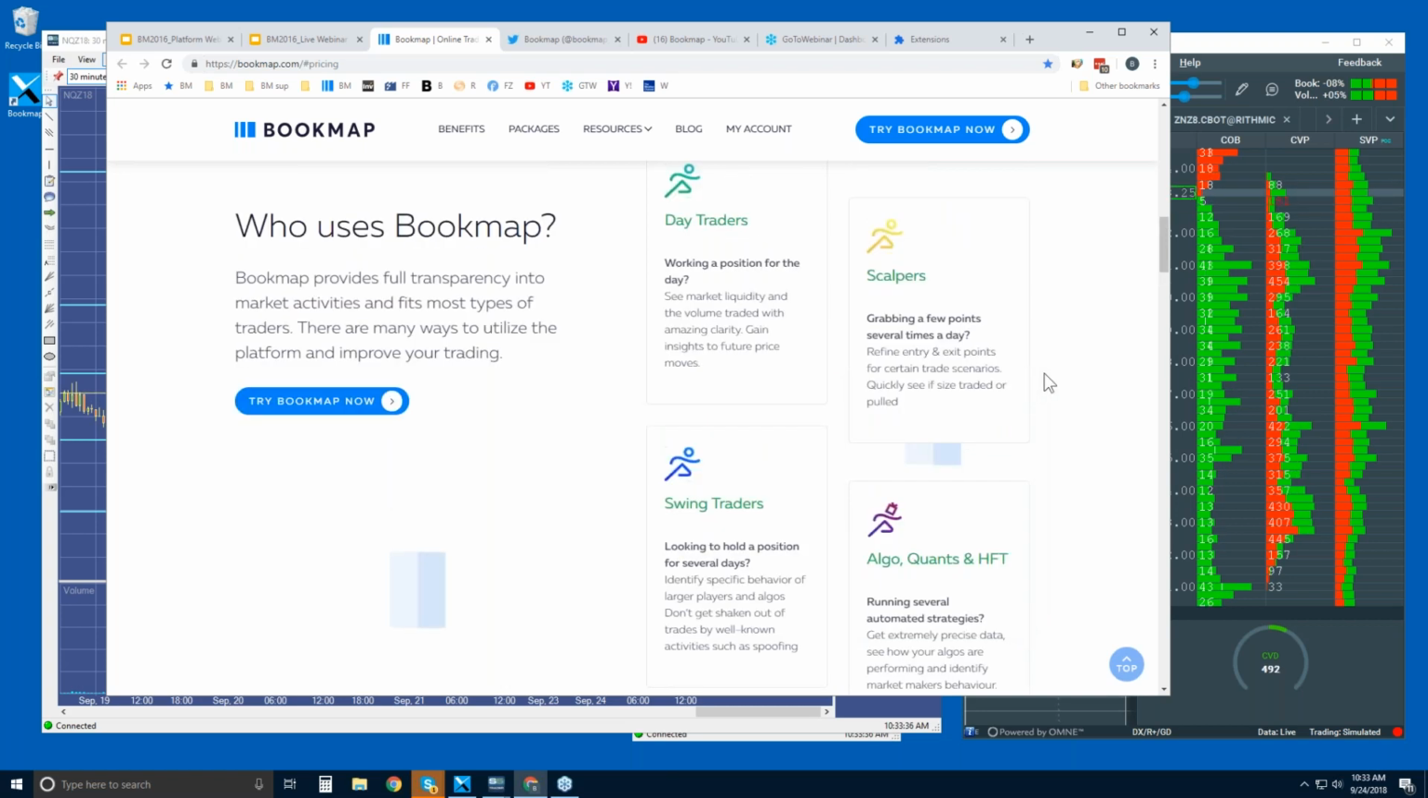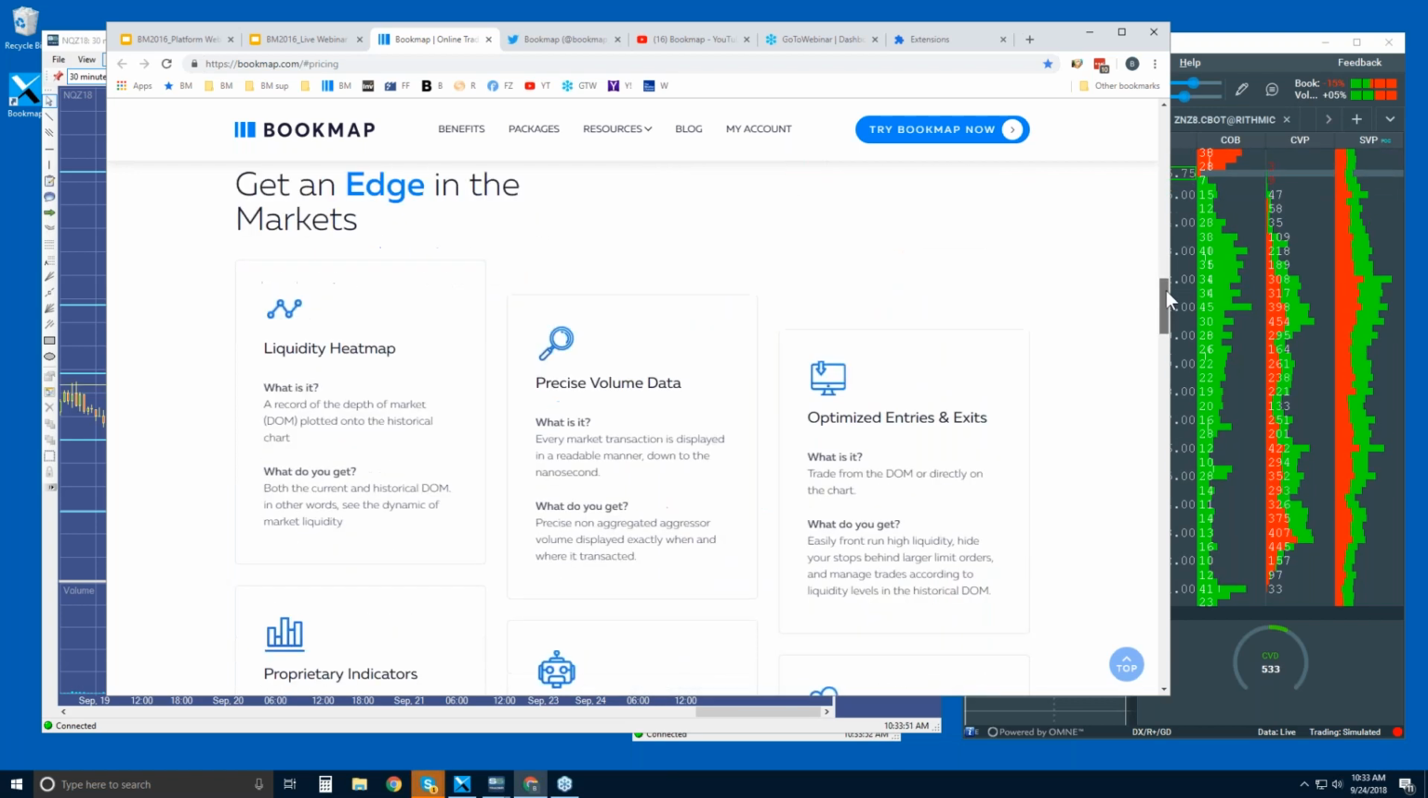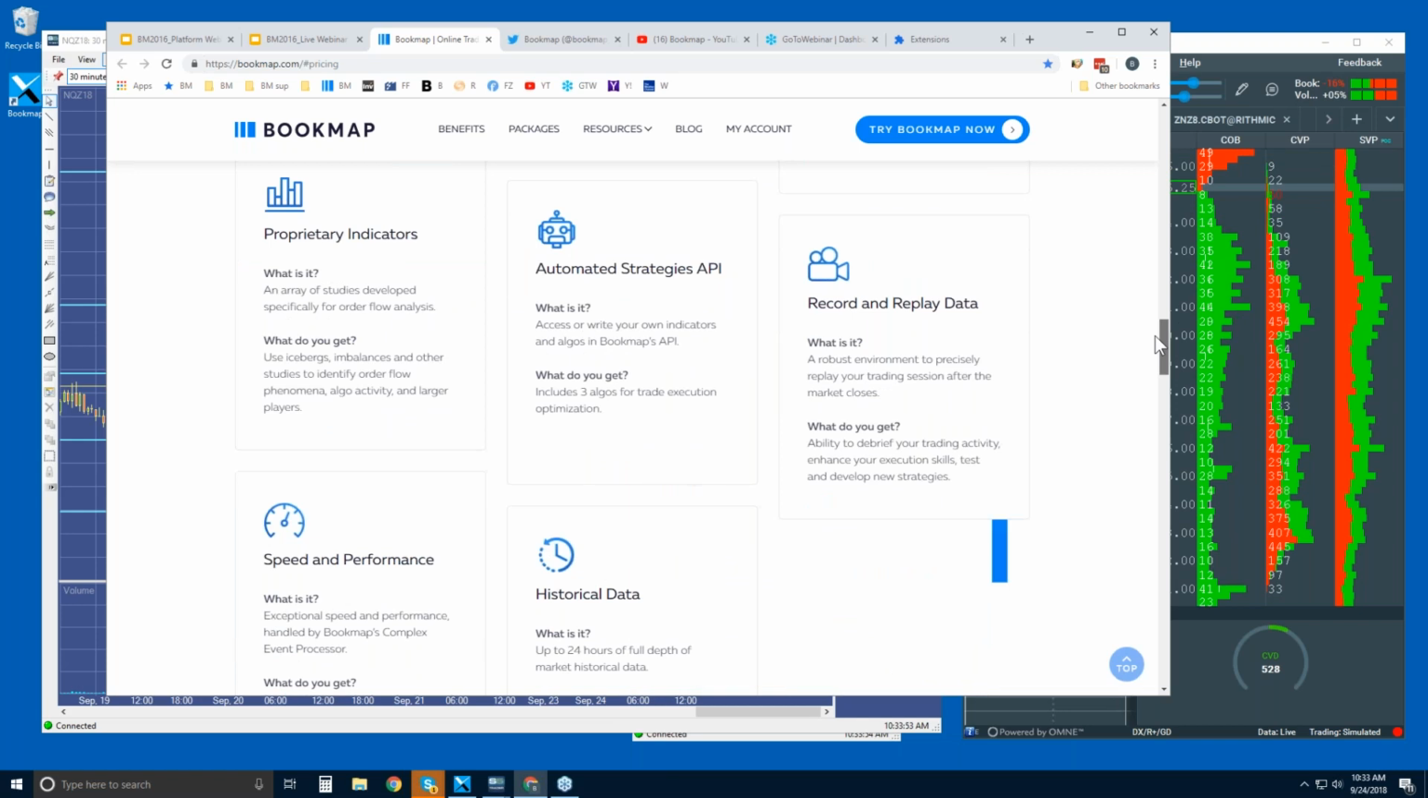Using Bookmap for swing trading or even position trading, if you're looking at very high time frames, a lot of traders still want to see what's going on in the book. So we'll cover that here. Get an edge in the market. You can read about this. We're going to go through a lot of this during the webinar.